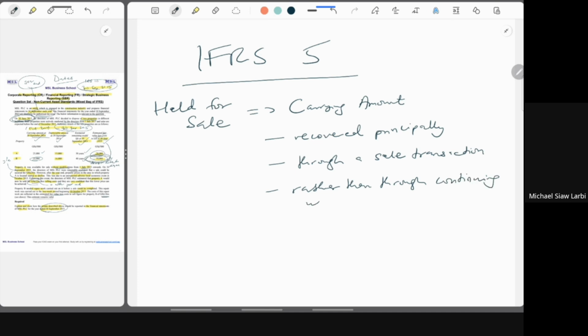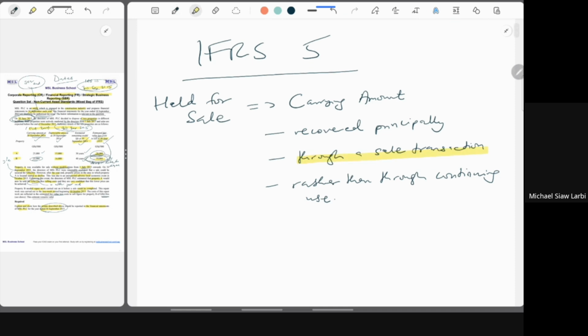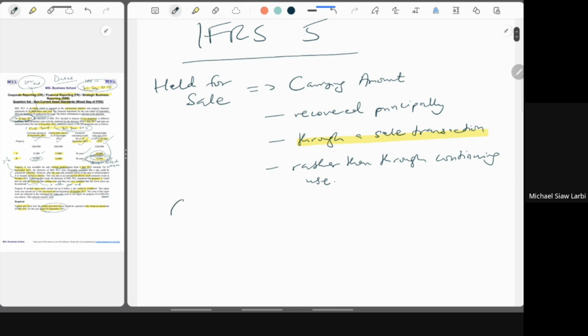So a non-current asset or a disposal group of assets, right, are deemed to be held for sale if and only if you have plans of recovering the carrying amount principally through a sale transaction rather than through continuing use. But there are some conditions for the held for sale classification.